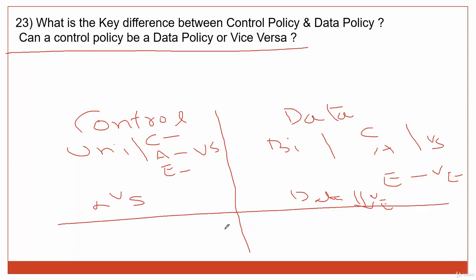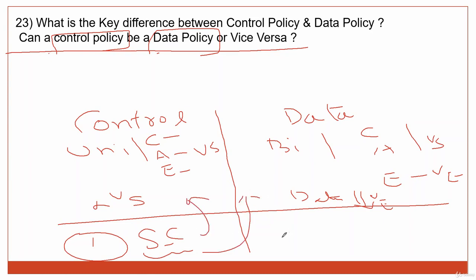Now the next tricky question is: can a control policy be a data policy or vice versa? The answer is no, it can't be. Control policy cannot become data policy and vice versa, but the same type of problem can be solved with the control policy and with the data policy. So what does it mean? For example, service chaining I can create with respect to control policy and with respect to data policy as well. Service chaining is when you redirect your traffic towards certain security devices like a firewall, etc.